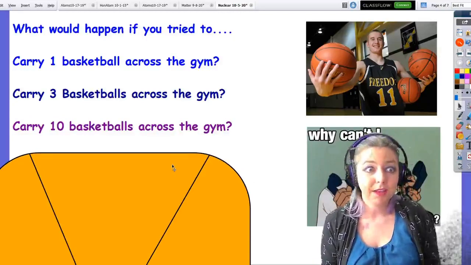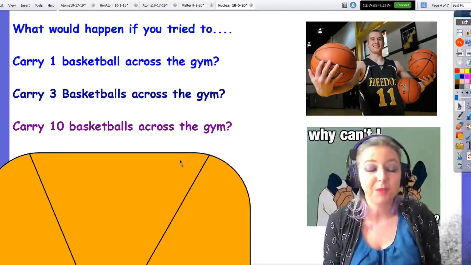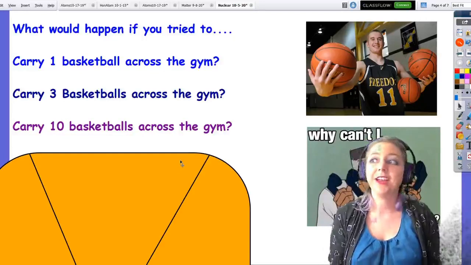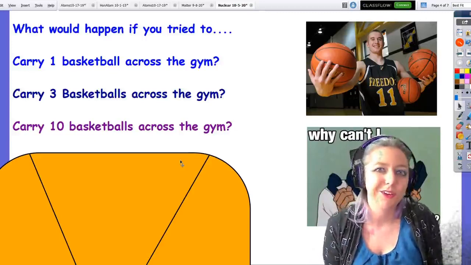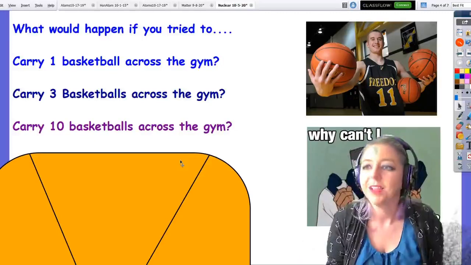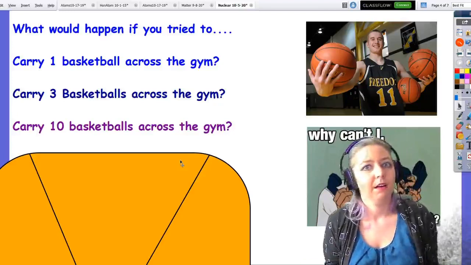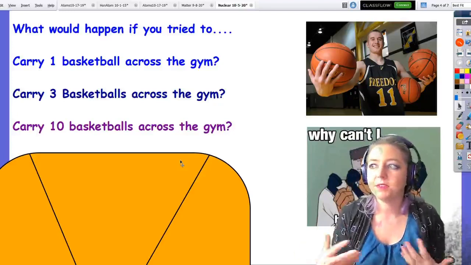At most times here, students say they probably would not be able to make it across the gym carrying 10 basketballs. I have faith in you guys. I bet you'd make it halfway across the gym before they all tumbled out. But it gets a lot harder as you add more basketballs.